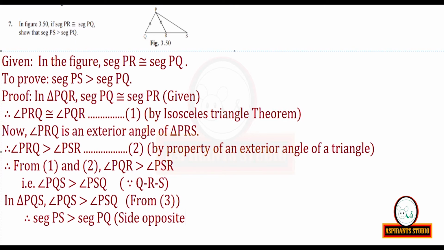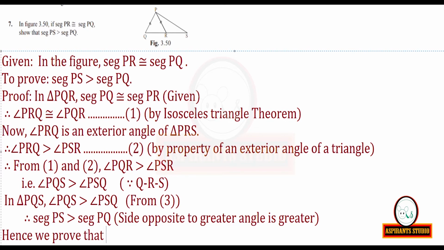Now angle PQS is greater than angle PSQ. Therefore segment PS is greater than segment PQ. You have to write the reason: side opposite to greater angle is greater. Hence we prove that segment PS is greater than segment PQ.